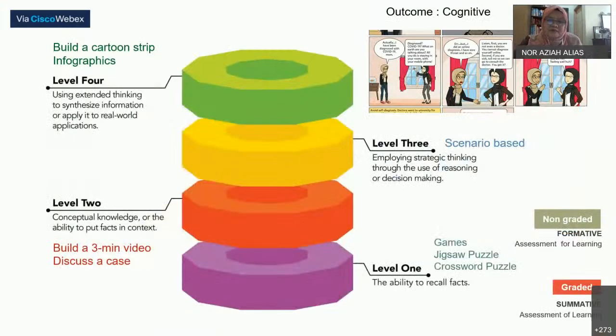I saw that chat. Okay, so when we do this assessment, sometimes it's non-graded, or we do a formative thing, and assessment is for learning kind of thing, right? So we can have a lot of things at level 1 just to recall facts. The 3-minute video can come in when you want them to put together a knowledge concept, or discuss a case. They can discuss a case. Scenario based, give them a scenario, give them a case.